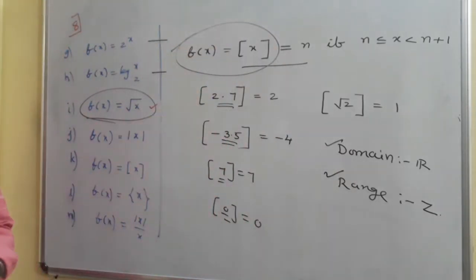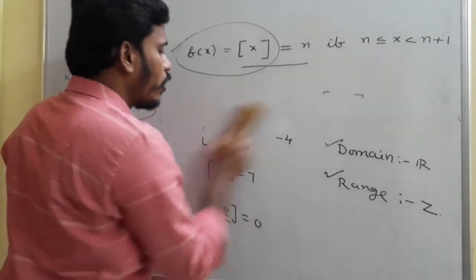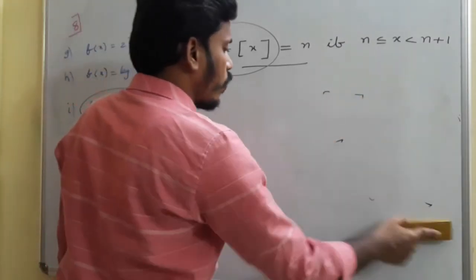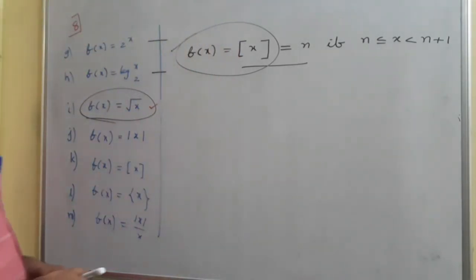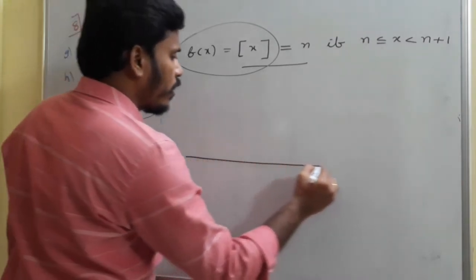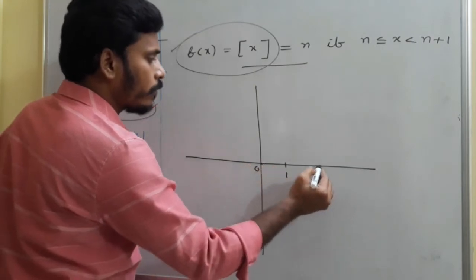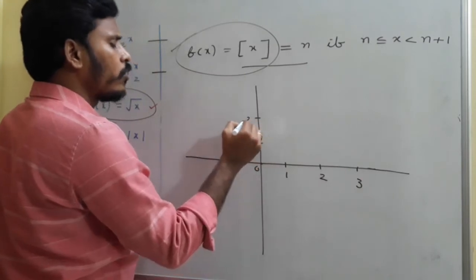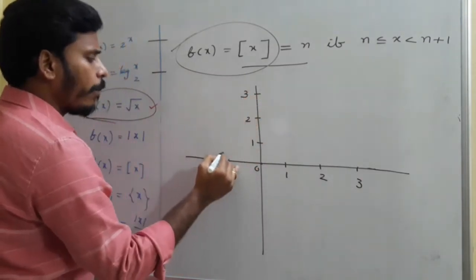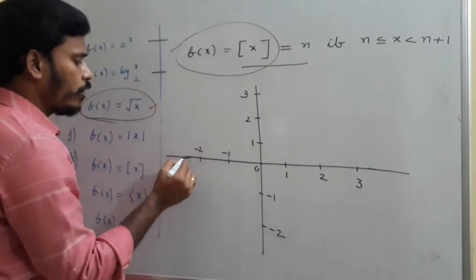Now we need to sketch the graph for y is equal to step x. You just memorize this domain and range, and I am erasing this to sketch the graph of f of x is equal to step x. You need to maintain your notes for everything, right? Then see, just look there. Sketching the graph is simply like this. So this is 0, 1, 2, 3, and here 1, 2, 3, and then minus 1, minus 2.